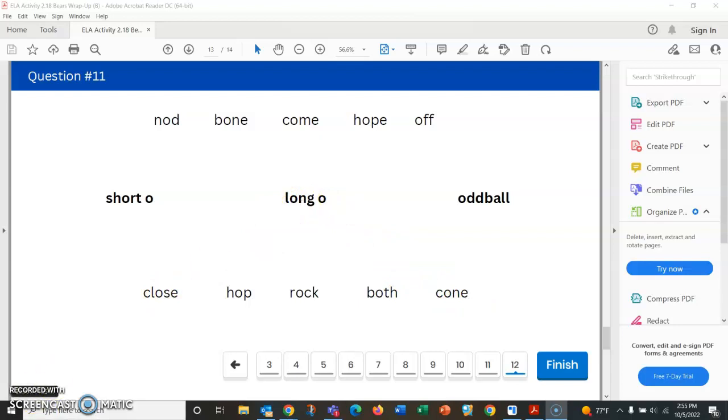And then the oddballs, the ones that don't make any sense, don't follow the rule, would be come. That counts as an oddball because it does have an O and an E. It would usually say a long O like comb, but it sounds more like a U. So that's an oddball. And then also we have the word both. Both is considered an oddball because it's a closed syllable here at the end with the TH and it still says a long O. So that would be that.